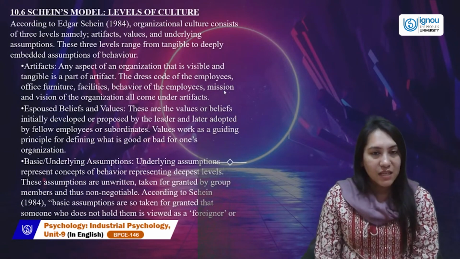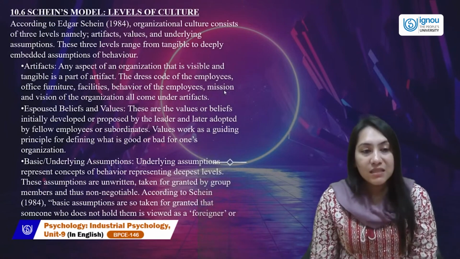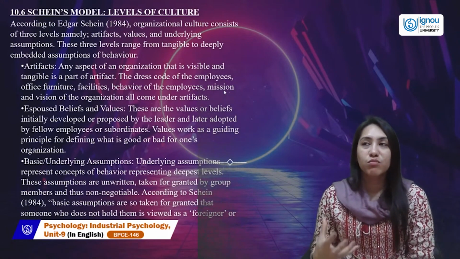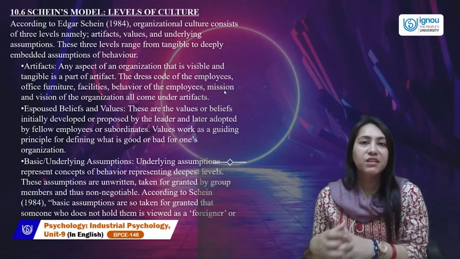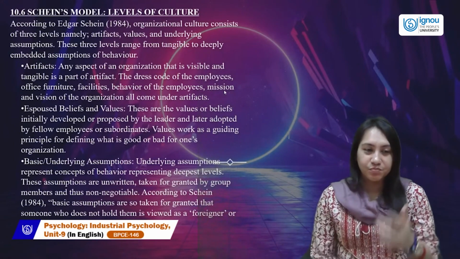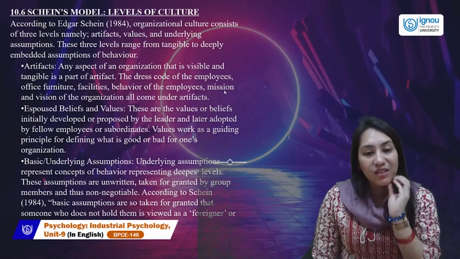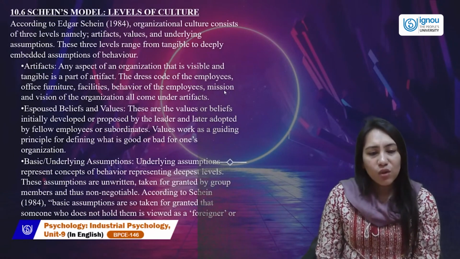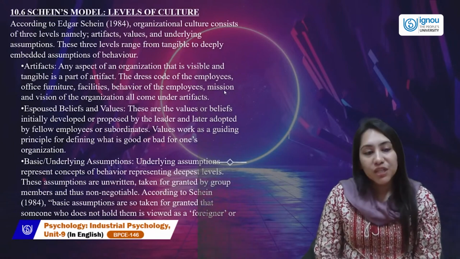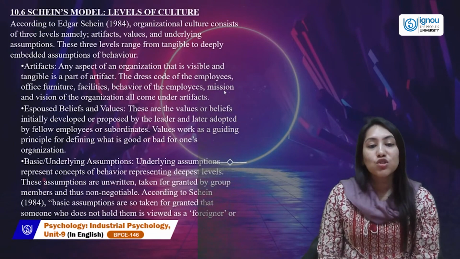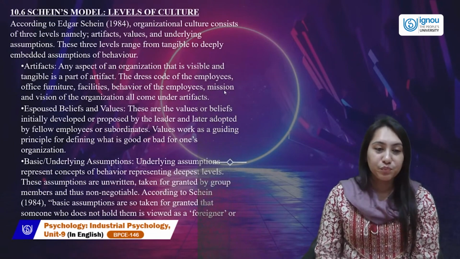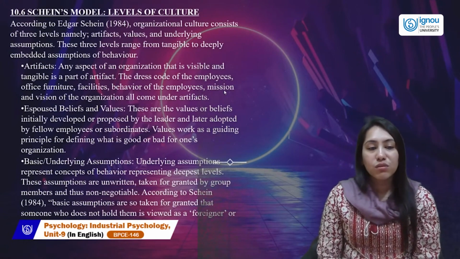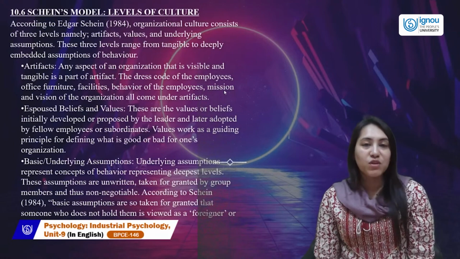So that's the espoused beliefs or values, and the last is the basic assumption, the underlying assumption which is present behind the behavior, representing the deepest level in the organization. These assumptions are usually unwritten. At times, they are taken for granted by the group members, thus non-negotiable. And according to Schein, in 1984, basic assumptions are so taken for granted that someone who does not hold them is viewed as a foreigner, and the one who holds them is taken as someone who is important.